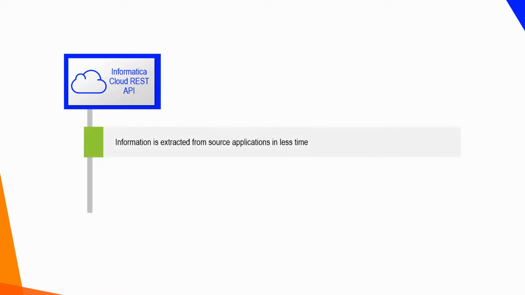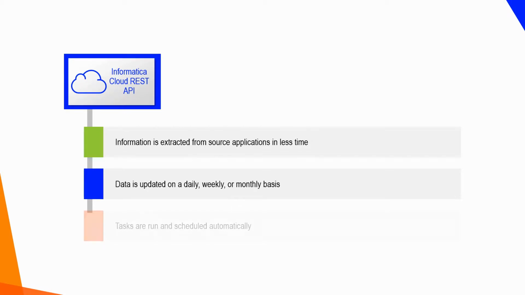Information can be extracted from the source applications in less time, and data can be updated on a daily, weekly, or monthly basis. With the help of the Informatica Cloud REST API, the tasks are run and scheduled automatically, hence increasing efficiency and accuracy of the jobs.